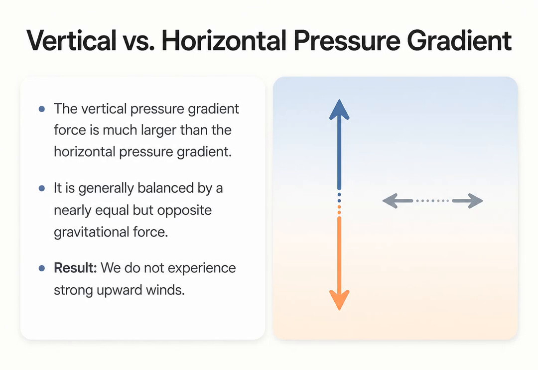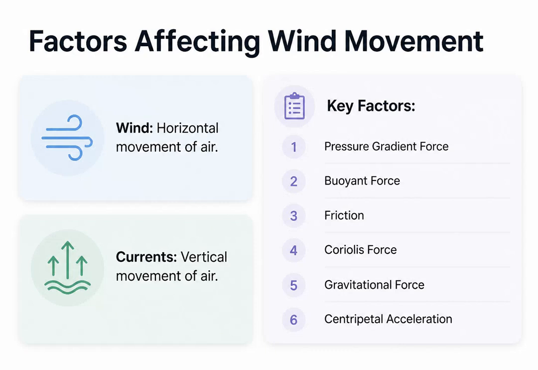You might be wondering, if the pressure drops so drastically as we go up, why doesn't all the air just rush upward into space? The vertical pressure gradient force is indeed much, much stronger than the horizontal one. However, it is almost perfectly balanced by an equal and opposite force, Earth's gravity, pulling the air molecules down. Because these two forces cancel each other out, we generally don't experience massive, continuous upward winds. Now, let's shift our focus to how air moves.